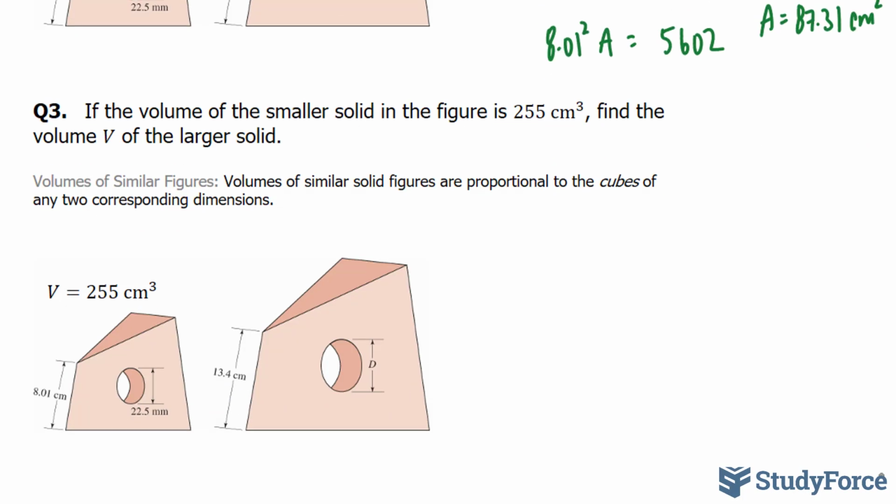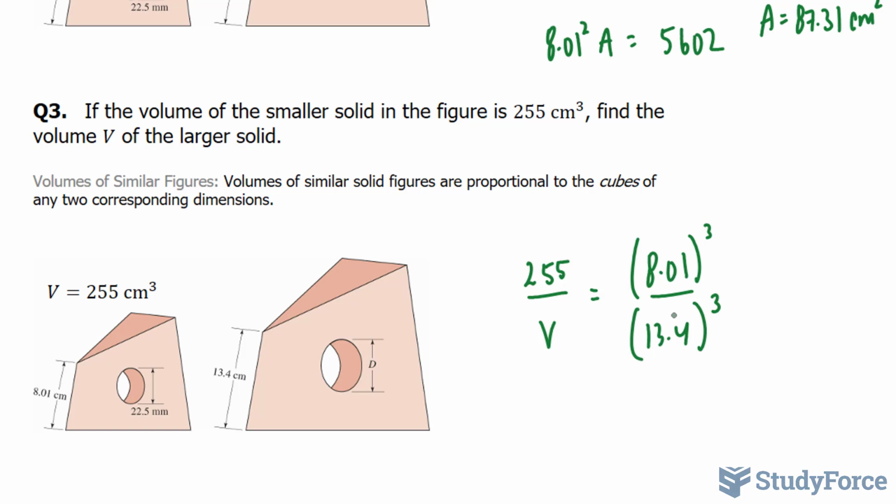Lastly, we're asked, if the volume of the smaller solid in the figure is 255 centimeters cubed, find the volume V of the larger solid. To do this type of question, we need to understand the following, where volumes of similar solid figures are proportional to the cubes of any corresponding dimensions. Once again, I'll compare this volume to that. 255 over V is equal to 8.01 over 13.4, and both of these will be cubed.